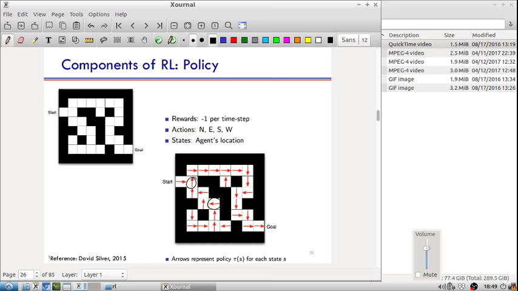No, this is an example policy. I mean, you could have a policy which is like always go left. Maybe it's a bad policy in terms of reward prediction, right? This is just an example.